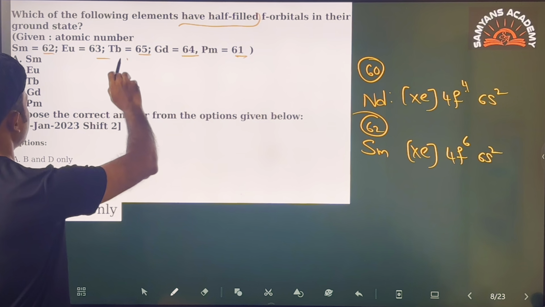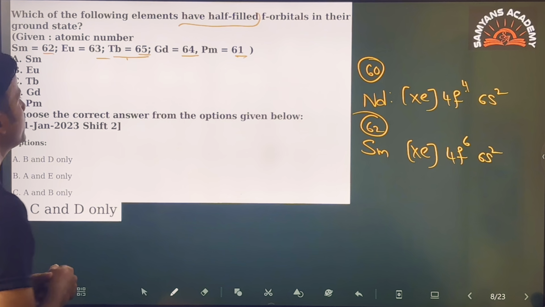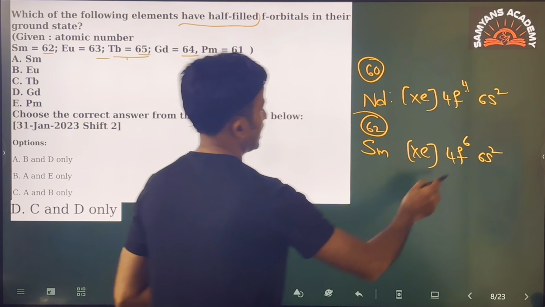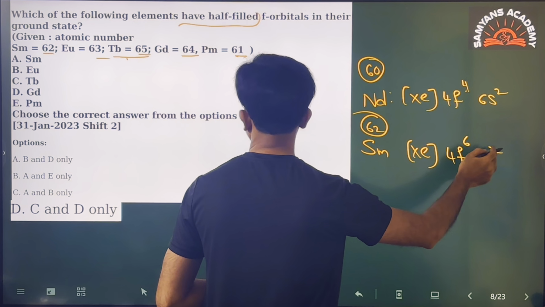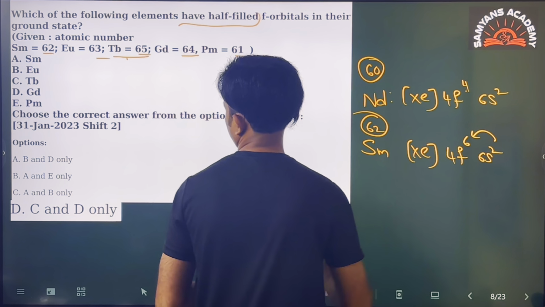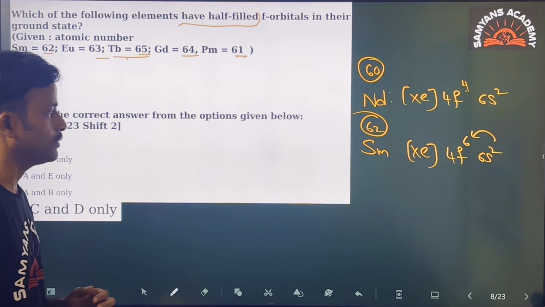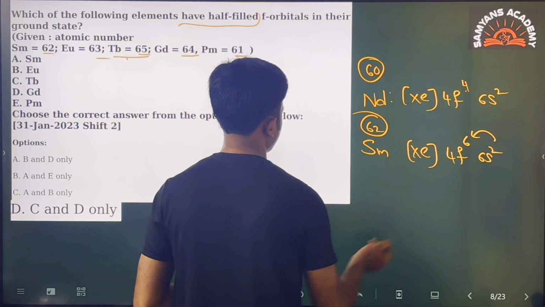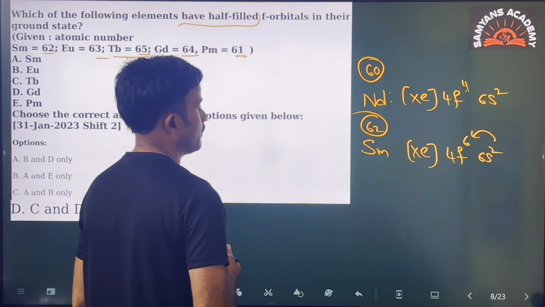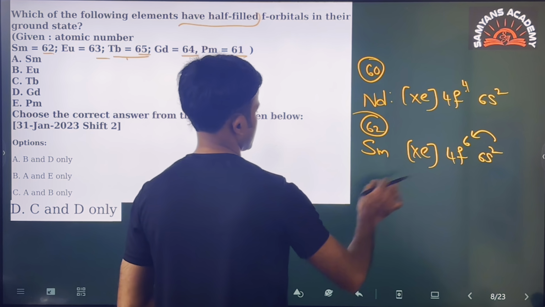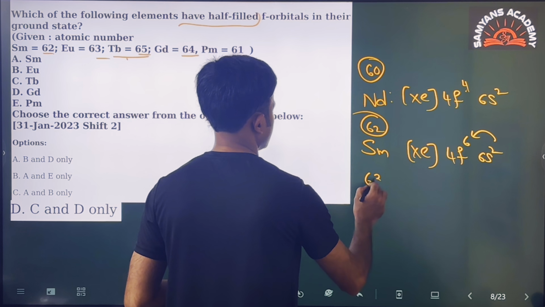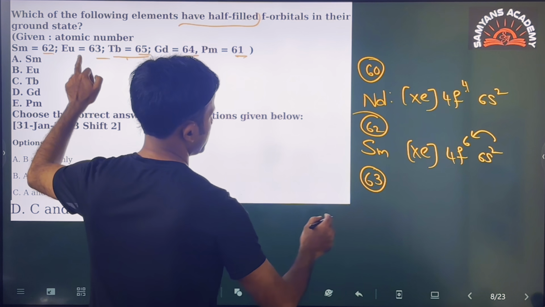Next one, you see, is terbium. Now if 2 electrons join here, what happens? That is not possible, and this is not the correct configuration for a half-filled configuration. Now you see, 63 is there. Europium.